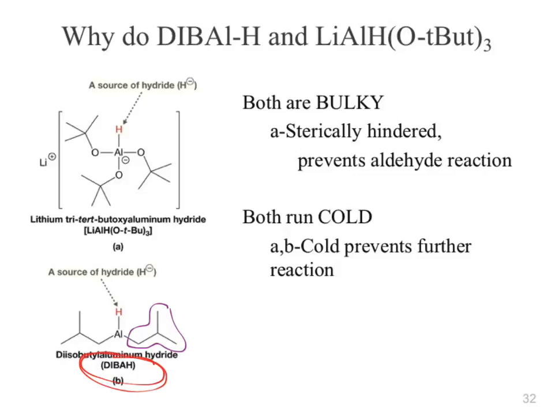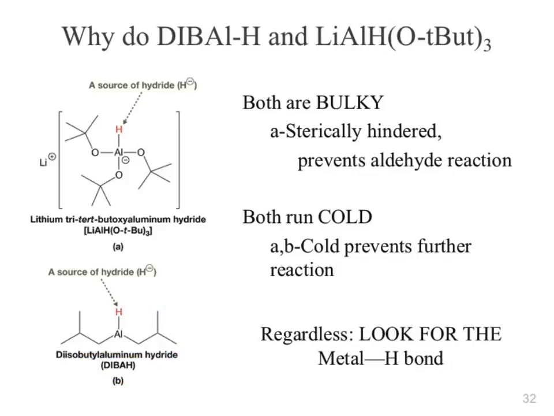Bottom line, if you see lithium or aluminum bound to hydrogen, what do you have? You have a hydride nucleophile. So if you can find that metal-hydrogen bond, you've got your nucleophile, and it will get buried in a bunch of other different functional groups. So look for that metal-hydrogen bond. That is your key signifier.